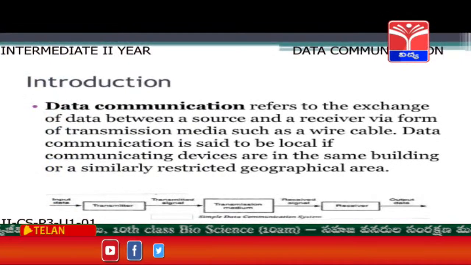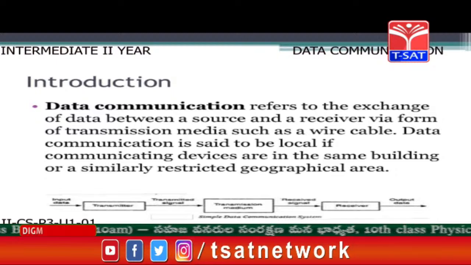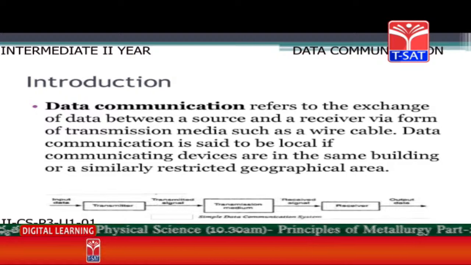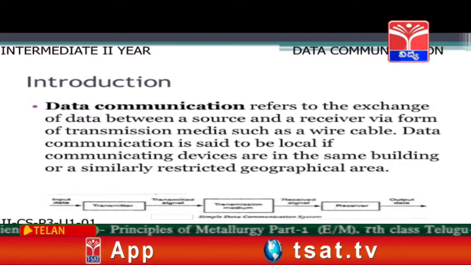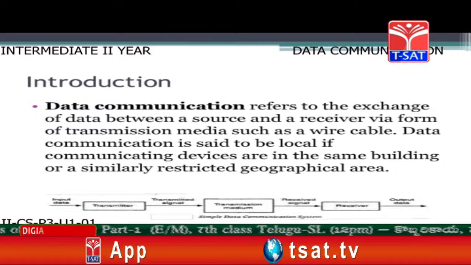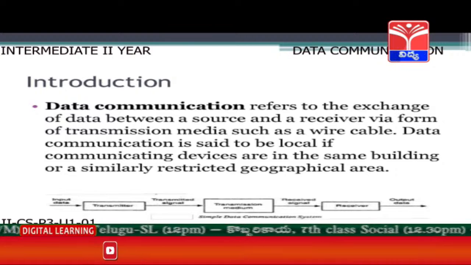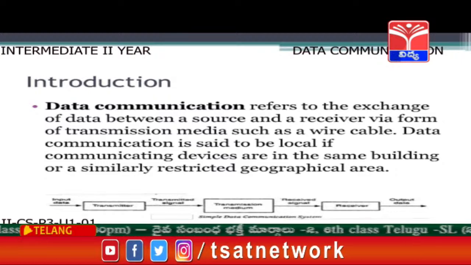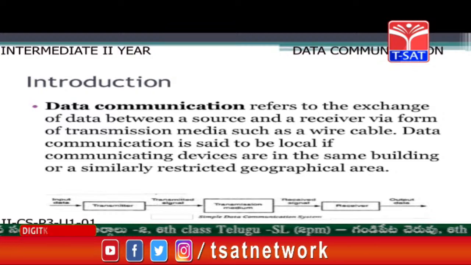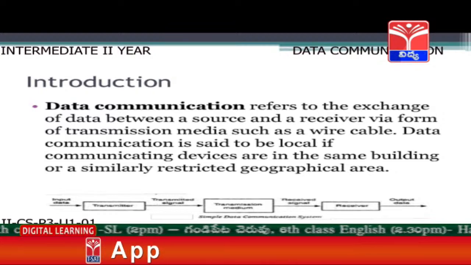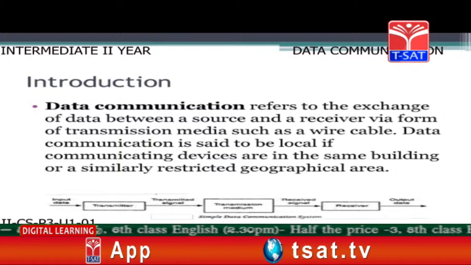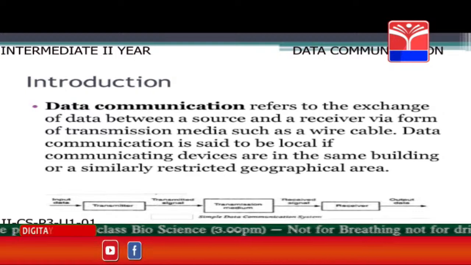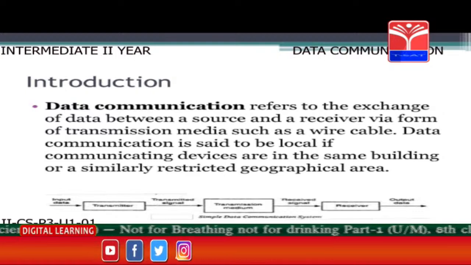What is data communication? Here, the word data communication is the combination of data and communication. So what is communication? Communication is a process of exchanging information from one point to another point. If it is in the form of data or bit, it is called as data communication. Coming to the definition of data communication, it refers to the exchange of data between a source and a receiver via form of transmission media such as a wire cable.